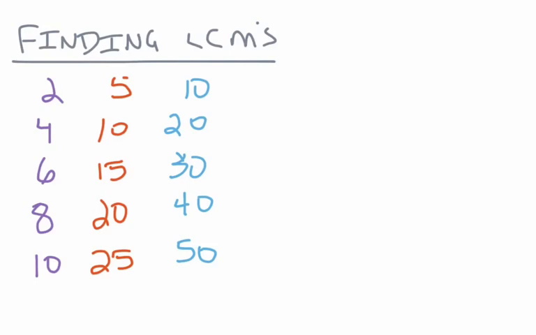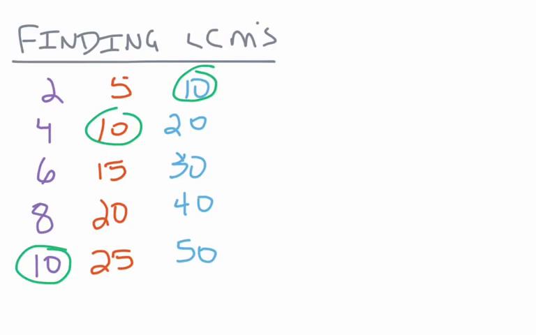Because if I take a moment and actually look at my columns, I notice, alright, earlier I saw 10 here and I saw 10 here. Now I get to the point where I have 10 here as well. 10 is the smallest number that I have in all three columns. Therefore, the LCM, or the least common multiple of 2, 5, and 10, is going to be the number 10.